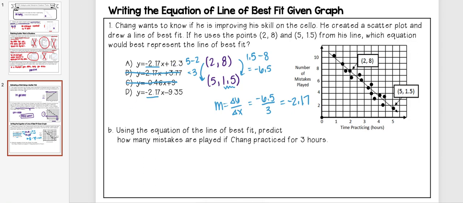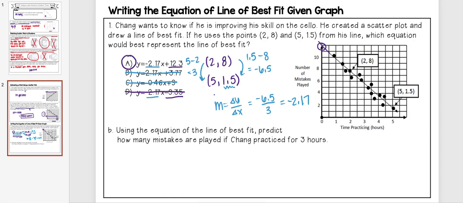Okay, and now I need to figure out what my y-intercept is. My options are either 12.3 or negative 9.35. Instead of plugging in like we did in 4.1 to find it, I can actually look at my graph because I'm given it. My y-intercept is wherever it crosses the y-axis. If I were to extend this line, I see it crosses somewhere over there. So is that going to be at negative 9.35 or 12.3? Well, it's definitely not negative. So that leaves me with A. So that's one way you can do it.